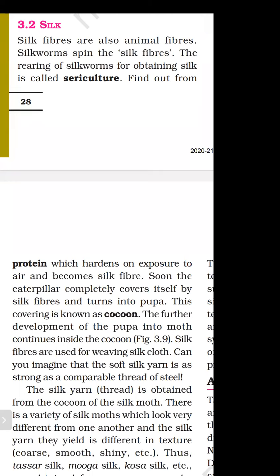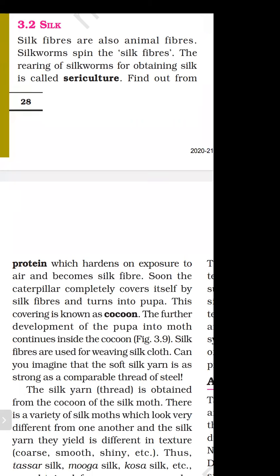As we are familiar with the term agriculture, in agriculture we grow different kinds of crops and plants. That process is known as agriculture. And in agriculture we also rear some animals; that is also a part of agriculture. In the same manner, when we rear silkworms for obtaining silk, that is known as sericulture.